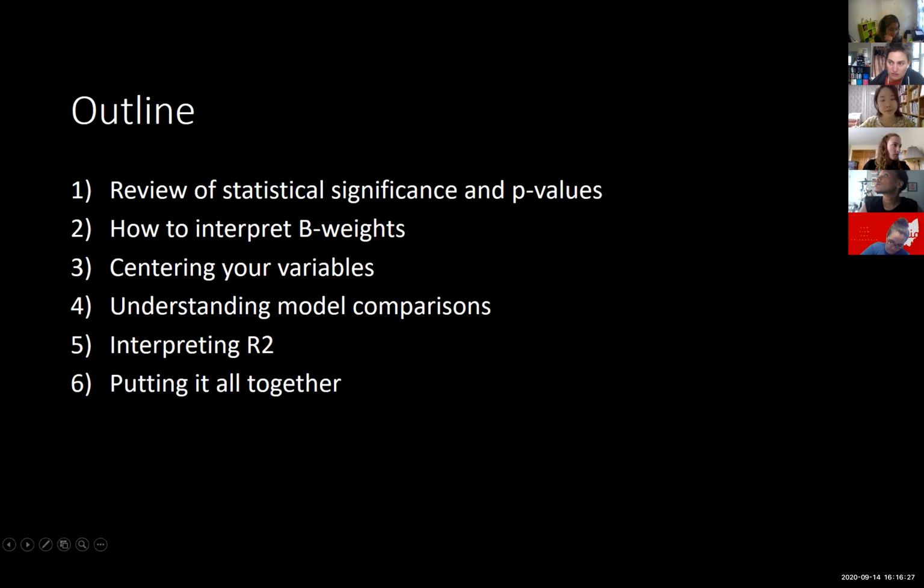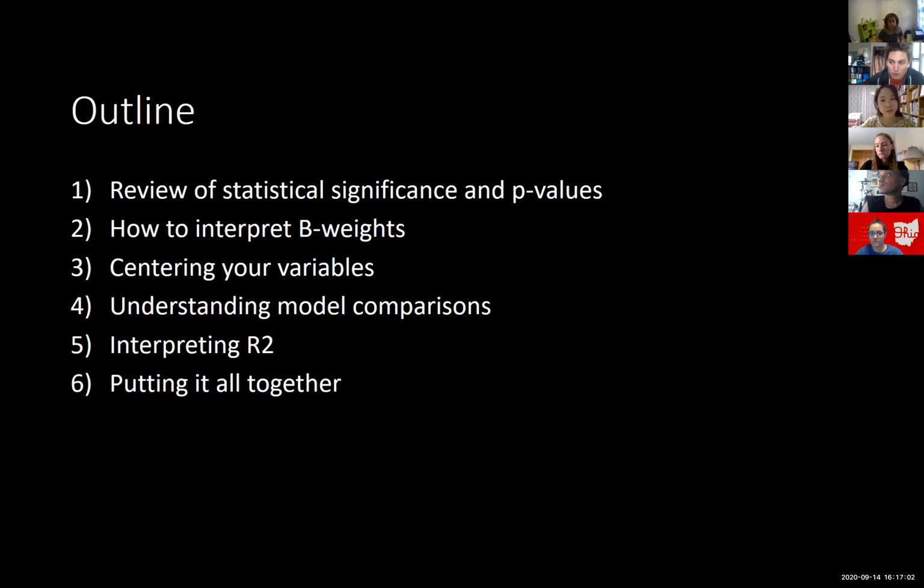The first thing we're going to do is a review of statistical significance and p-values, which is what that poll was related to. Next, I'm going to talk a little bit more about how to interpret your b-weights. We did that last week or whenever, 2 weeks ago, but I want to dive into it a little bit more today. I'm going to talk about centering your variables. That's related to the paper that I had you read for today. Fourth, I have understanding model comparisons, and model comparisons is what the whole of regression is based on.